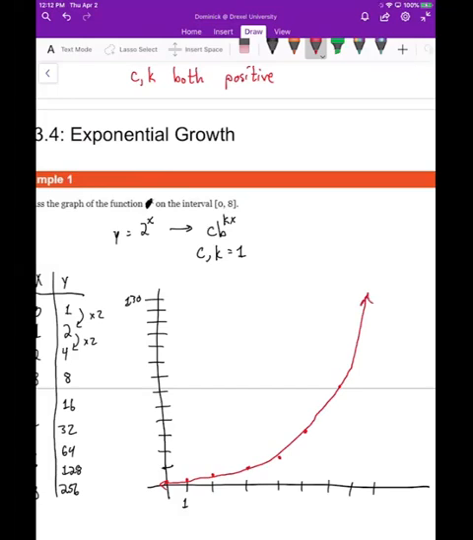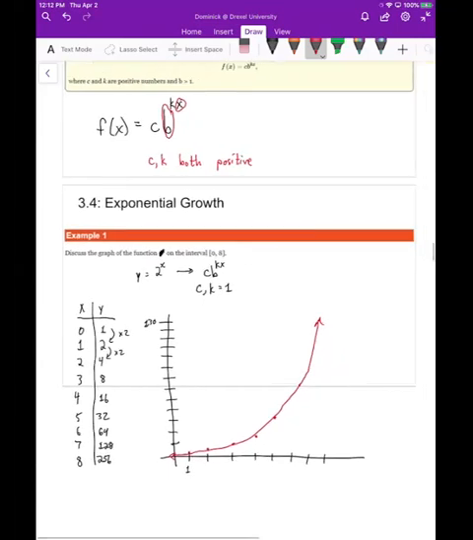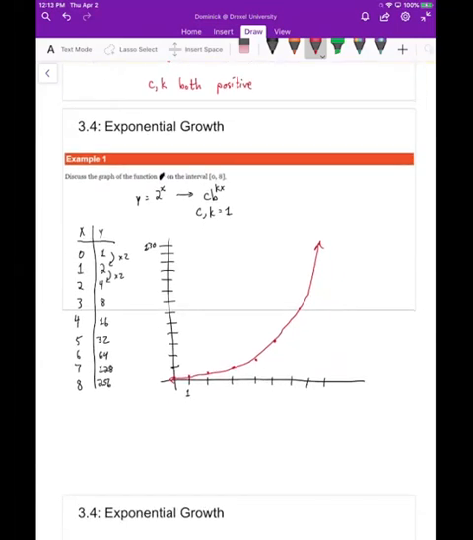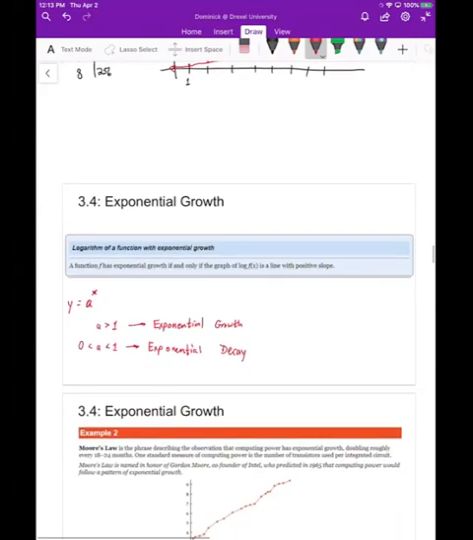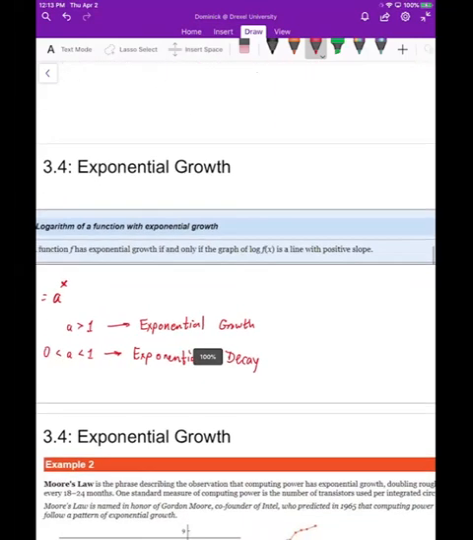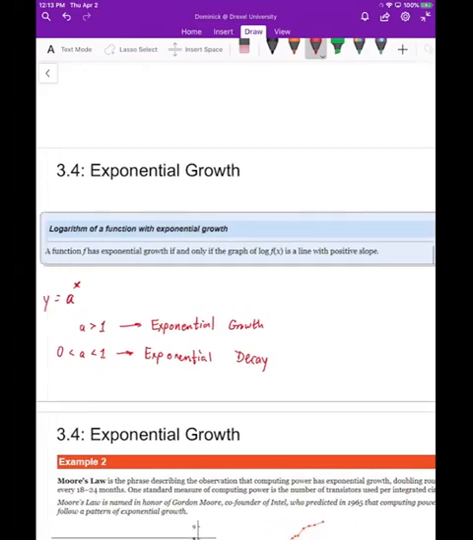Okay, so you can see that the graph starts off slow, but then it really starts to pick up steam and really starts to grow fast. And that's the idea behind exponential growth, that you're going to start off slow, but then really pick up steam. Now, one way that you can think about this is that a function will have exponential growth if you take the logarithm of it, and then you get a line with positive slope, right?